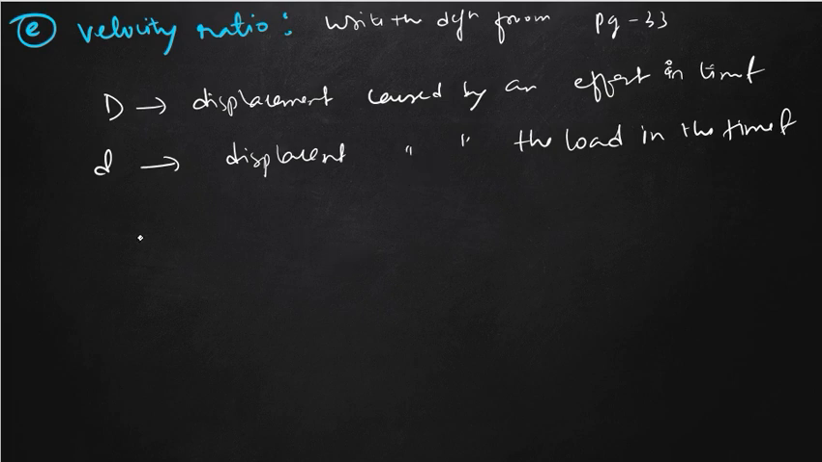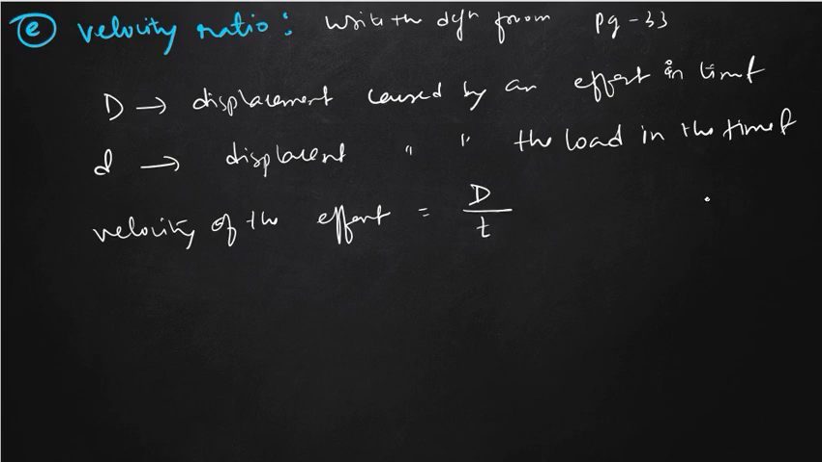Then we can say the velocity of the effort. What will be the velocity of the effort? What is the formula for velocity? It is displacement by time. So due to the effort, the displacement is capital D and time is t. So velocity of the effort will be D by t, and velocity of the load will again be displacement by time, so this will be small d by t, and the time was the same.